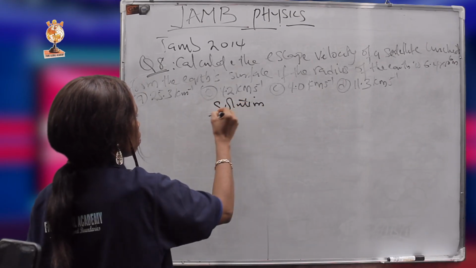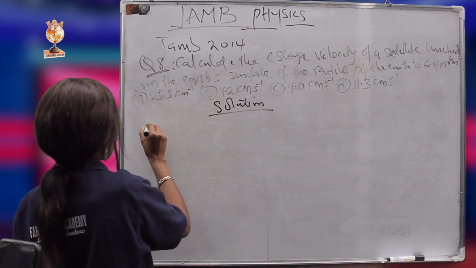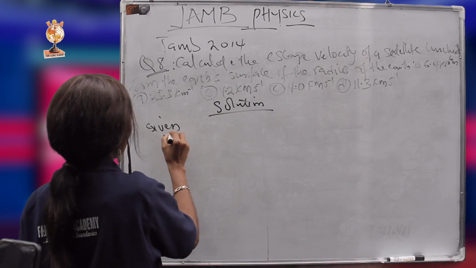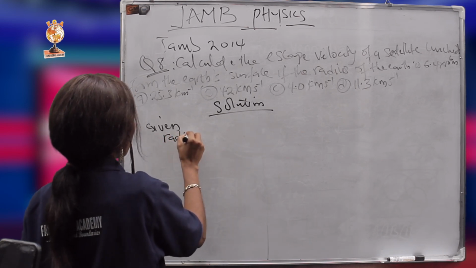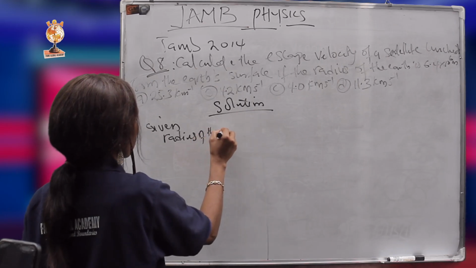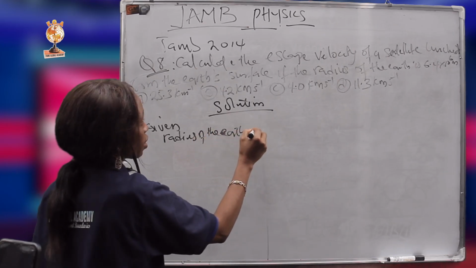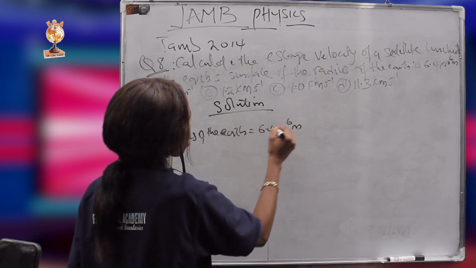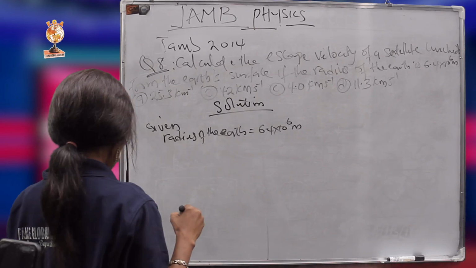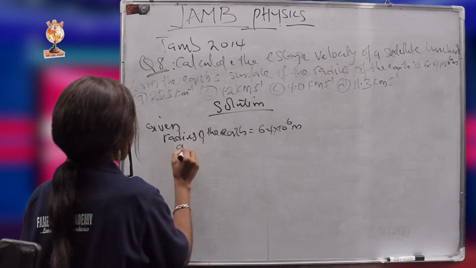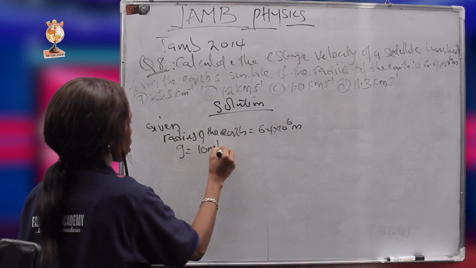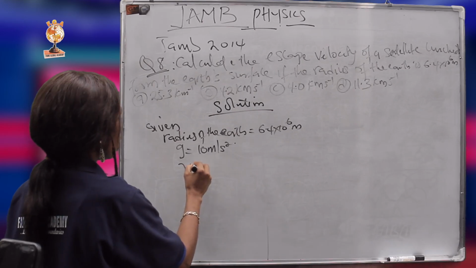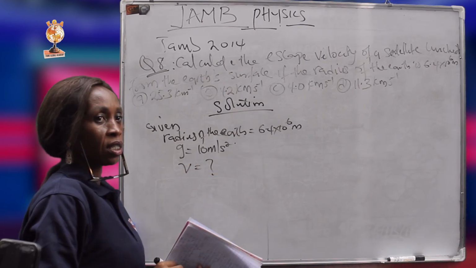So what I'm given: I'm given r, which is the radius of the earth, as 6.4 times 10 to the power 6 meters. I'm equally given g, which is 10 meter per second square. And then I'm asked to find v, not just v, the escape velocity.